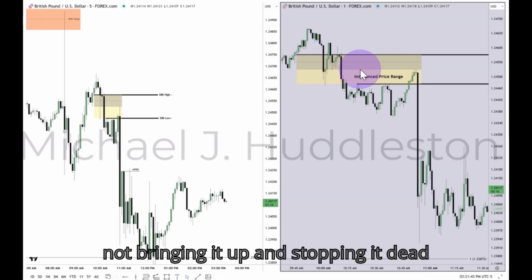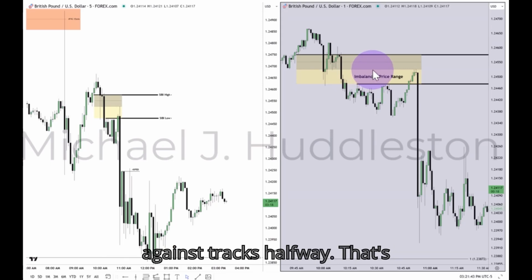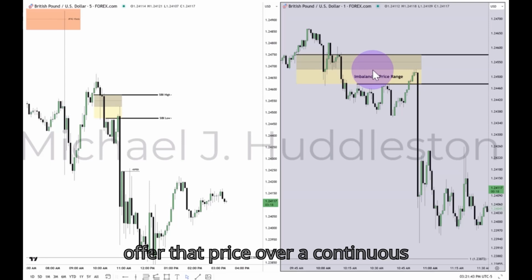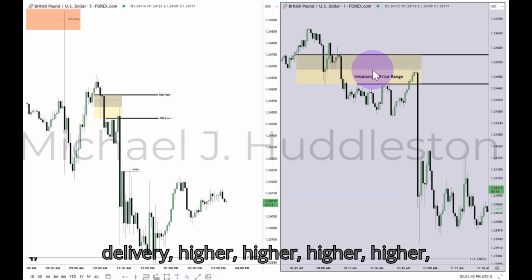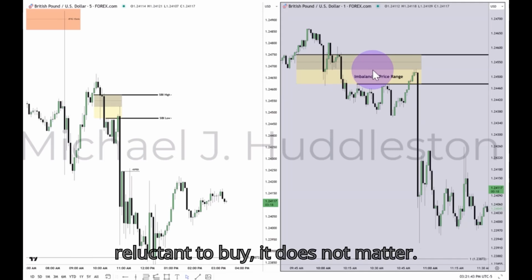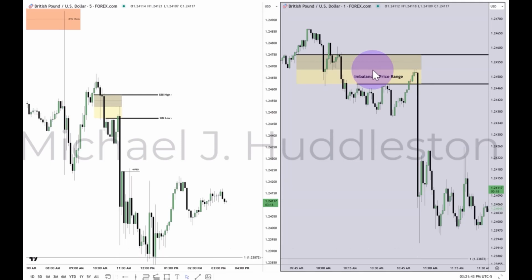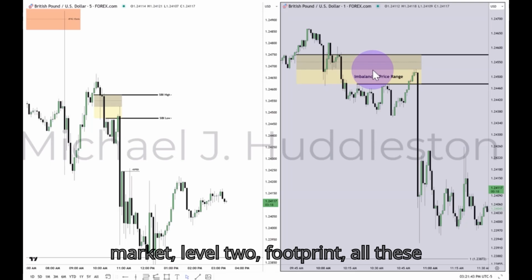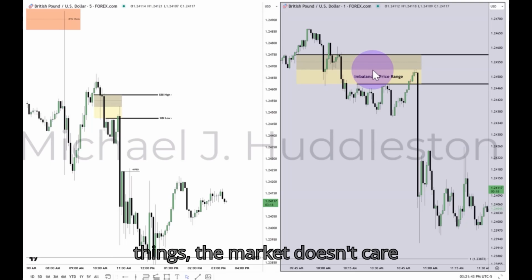Buying pressure is not bringing it up and stopping it dead in its tracks halfway. That's algorithmic price delivery. It's going to offer that price over a continuous delivery, higher, higher, higher, higher, no matter how many people come in wanting to short, no matter how many people are reluctant to buy, it does not matter. Okay, so when you're looking at depth of market, level 2, footprint, all these things, the market doesn't care. It doesn't care about the number of contracts.